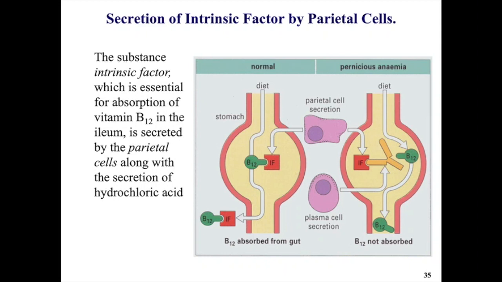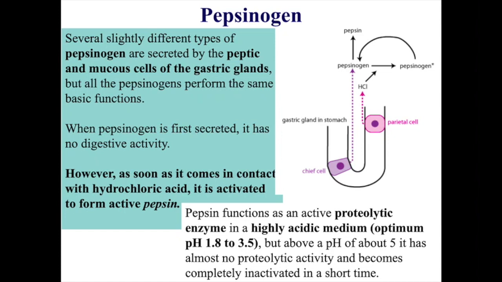So let's do one more slide, now about the chief cells, to speak about pepsinogen. Pepsinogen, we said everything that is written on this slide already, but let's just say it again. Pepsinogen is an inactivated form. It has no digestive activity. It needs to be activated into pepsin, which happens because of the acid.